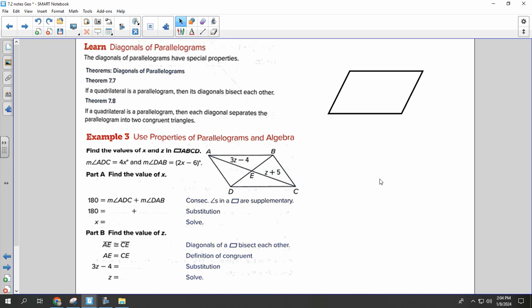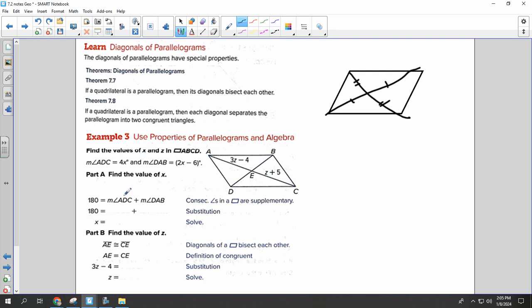Now learn that diagonals of a parallelogram have special properties. If you draw a line from corner to corner, boop, boop, I know I'm so good at drawing lines. You guys are jealous. The diagonals bisect each other. So if you have a parallelogram like we do in example 3, and then just for fun, let's read this one. If a quadrilateral is a parallelogram, then each diagonal separates the parallelogram into two congruent triangles. Oh, that's fun.